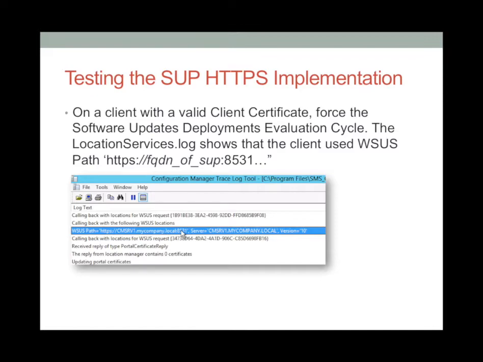How to test the SUP implementation of HTTPS? On any client with a valid client cert, we need to force the software updates deployment evaluation cycle from the control panel configuration manager applet. Then use the location services.log to determine that the client used the WSUS path https:// then the fully qualified domain name of the SUP :8531. So it should display this one.